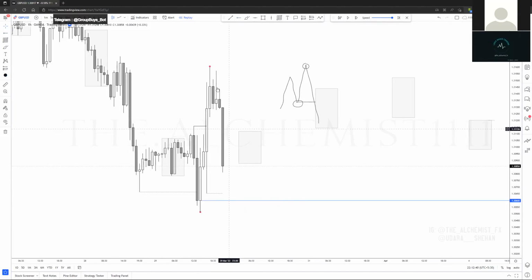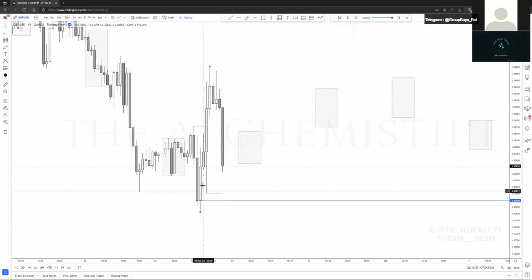Yeah, we know it will be taken off because why? A drop in a bullish market is a hunt for sell stops. Where are the sell stops? The only place which has sell stops is below this, because why? This is a strong low. We're not expecting that to get taken out. And then right below that, we had the rejection block.